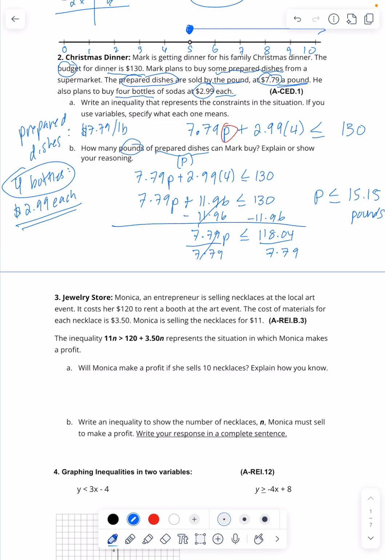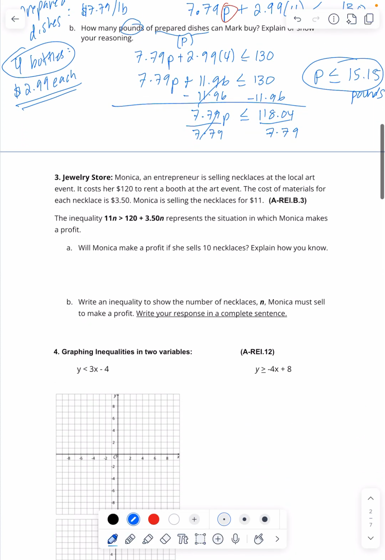And in this case, we could have a fraction or fractional pounds. I mean, we could get like 1.5 pounds, 1.6 pounds. That's based on decimals. So in this case, P has to be less than 15.15 pounds.